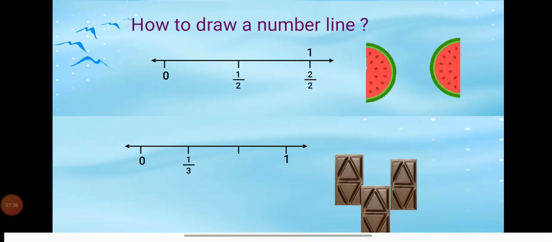Moving forward, it will be 2/3. And the third part will be 3/3. As I've explained to you in the earlier example, 3/3 equals 1.